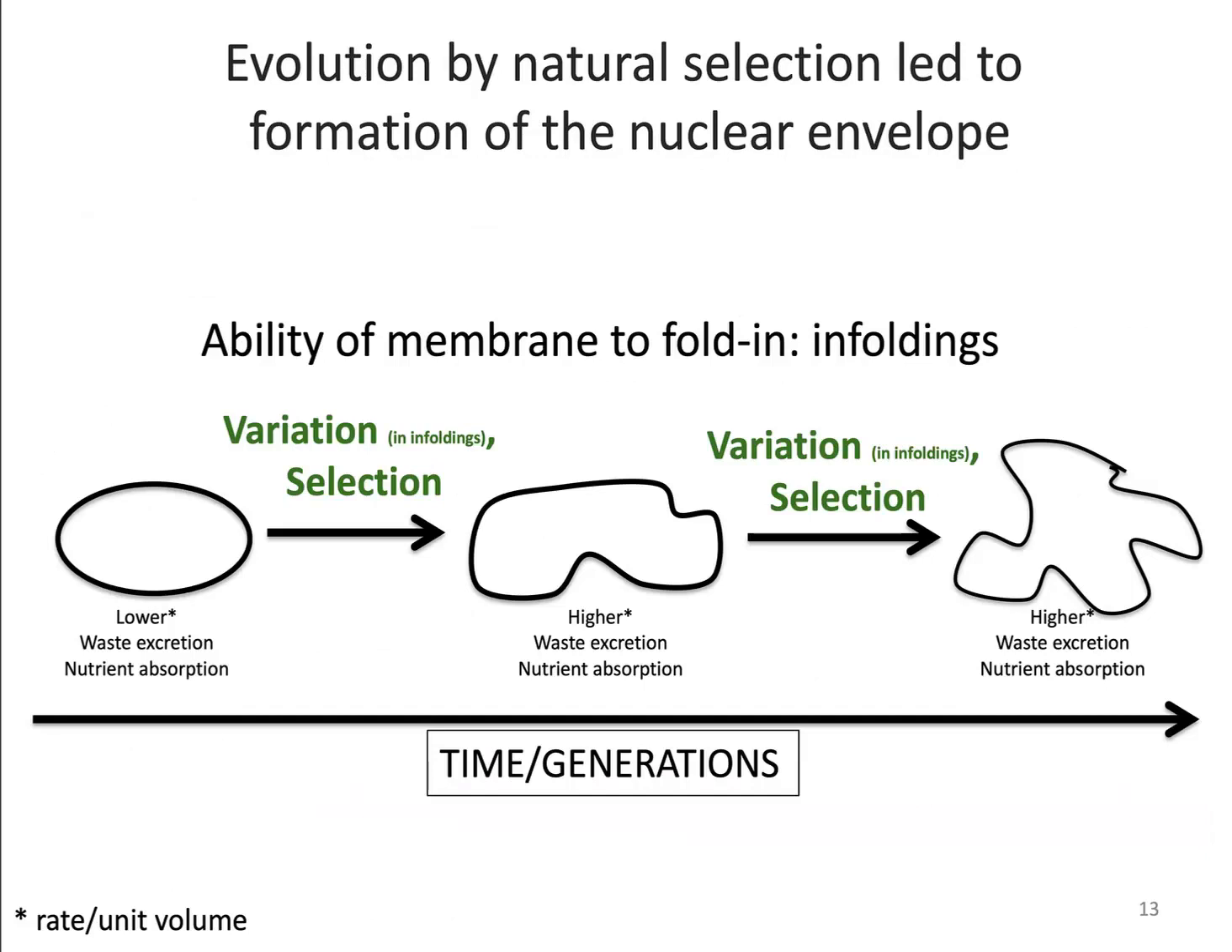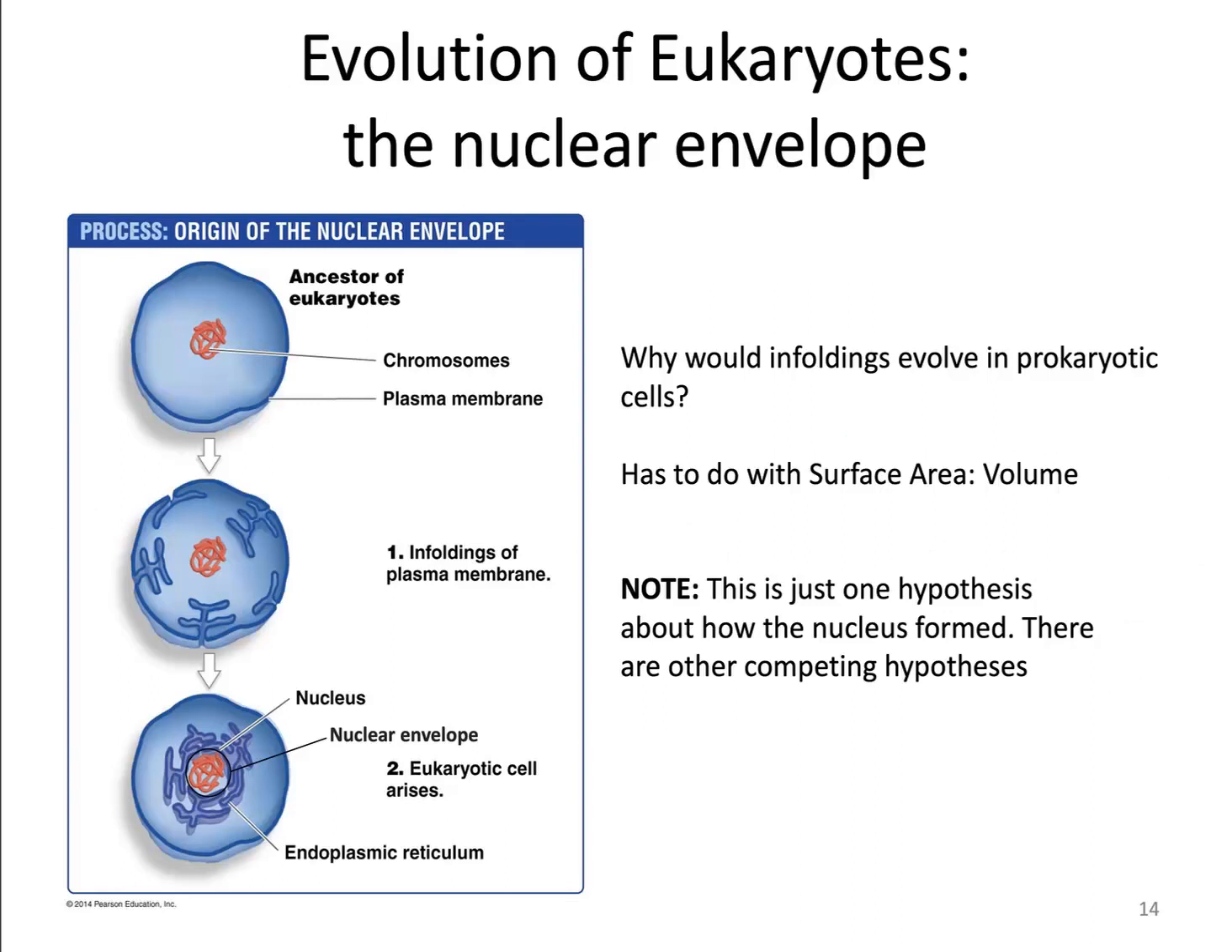And so the idea here is that evolution by natural selection should lead to the formation of a nuclear envelope, basically by, over time, selecting for cells that have more infoldings, because in theory those cells should have a higher surface area to volume ratio and overall higher relative rates per unit volume of waste excretion and nutrient absorption. And so there's selection for more infoldings over time, and that selection over time led to the evolution of the nucleus. So the idea here, once again just one hypothesis for how the nucleus formed, is that you have selection for more infoldings, and eventually those infoldings formed the nucleus.